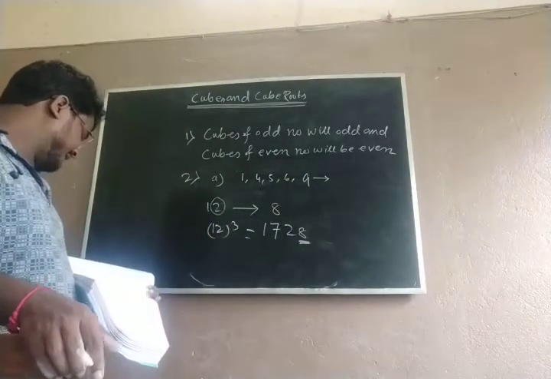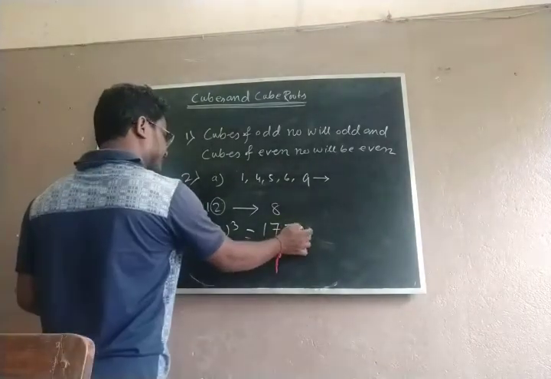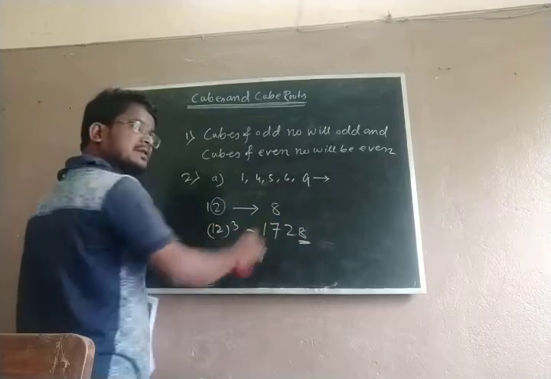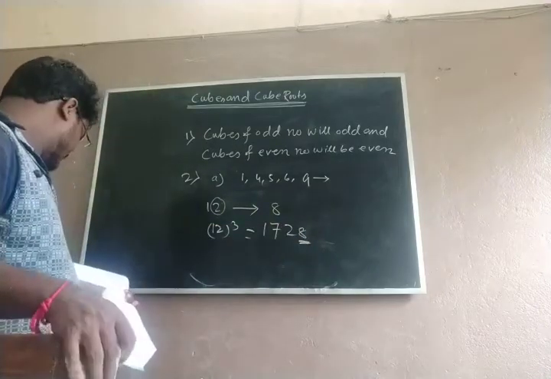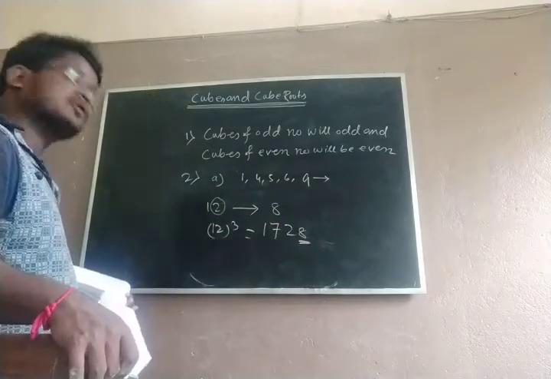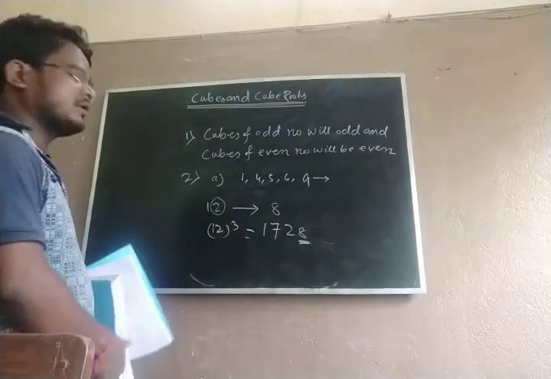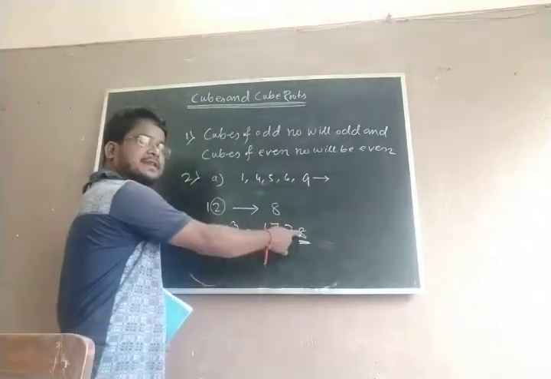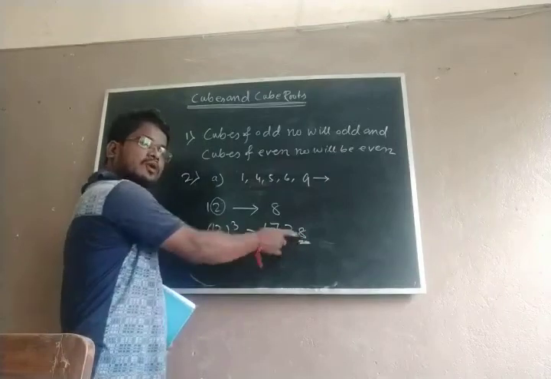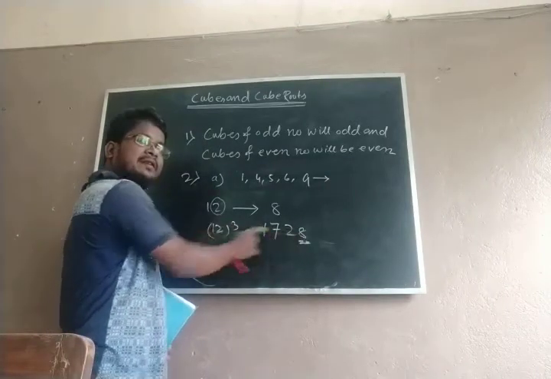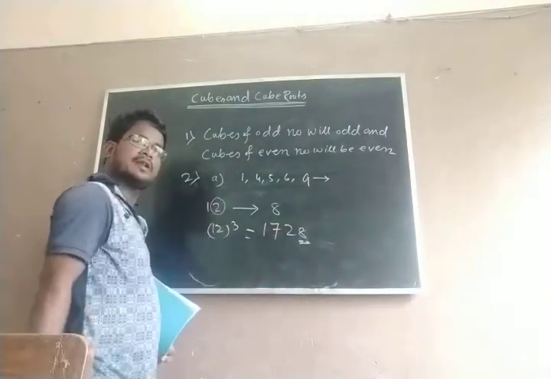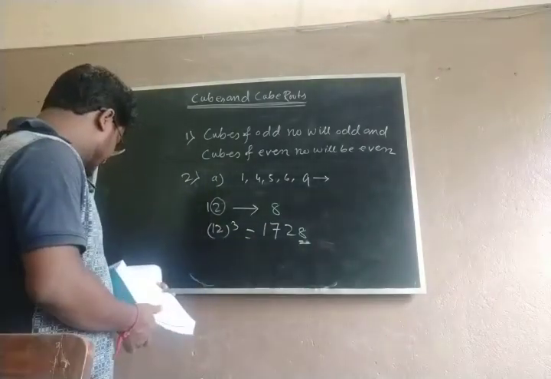If it is 3, then it will be 7. If it is 7, then it will be 3. Understood? If it is 2, then 8. If it is 8, then 2. If it is 3, it will be 7. If it is 7, then it will be 3. And if it is 0, then it will be 0.